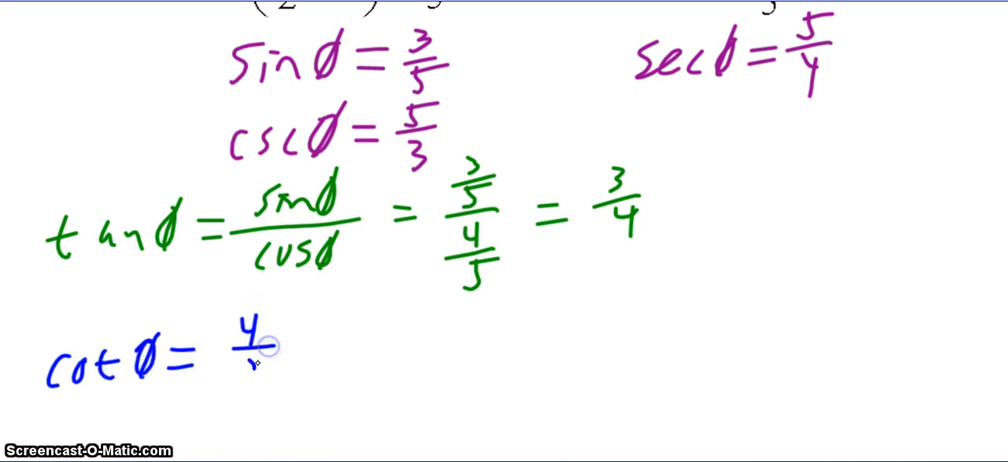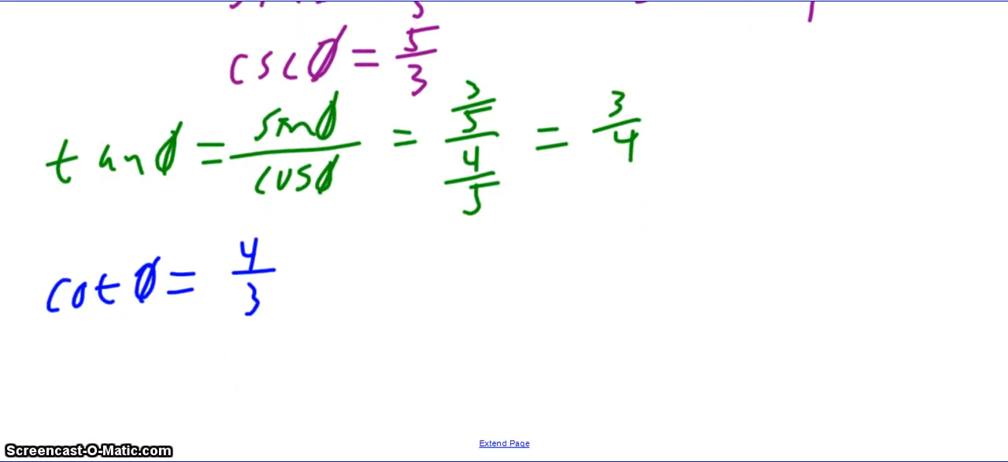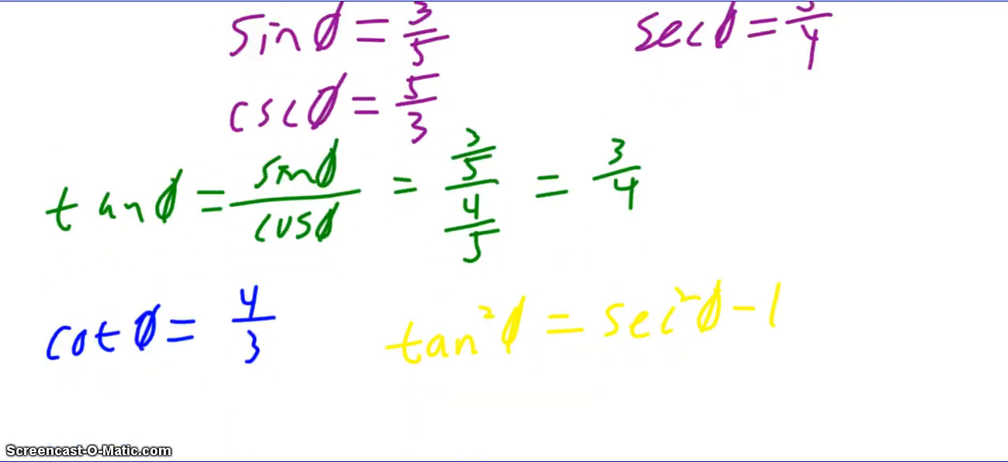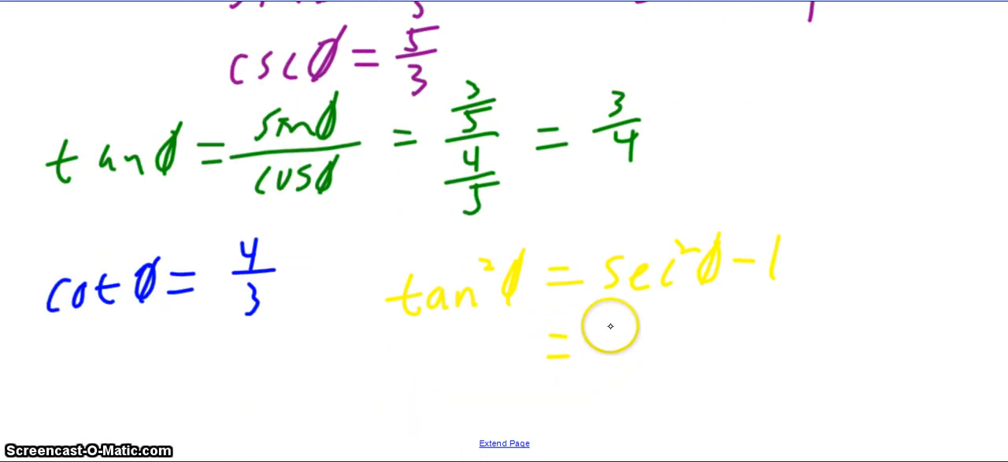the reciprocal of tangent, so then cotangent of theta is going to be 4/3. Just to show you as an example, to find tangent, we also could have used the Pythagorean identity, so I could have said tangent squared of theta equals, and I know it's secant squared of theta minus 1, and we said up here that secant was 5/4, so this is 5/4 squared minus 1, and then we can solve and take the square root, recognizing that we need it to be positive, so we'll end up with the 3/4 as well.